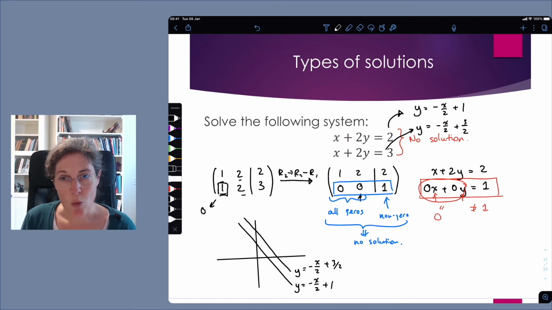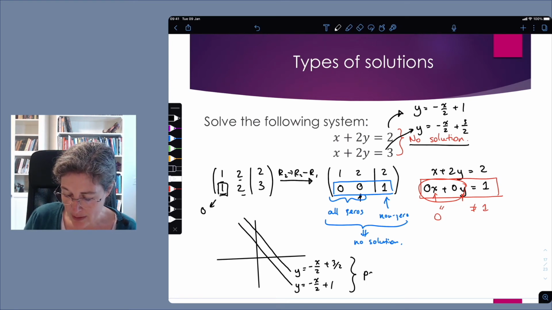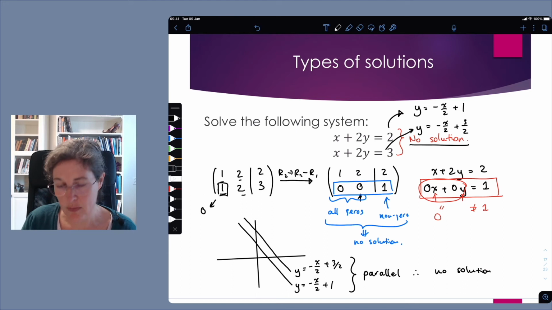And so what our no solution is saying is that our two lines are parallel. So there are no values of x and y where these two lines intersect. So these are parallel. So you have no solution. All right, so we've got one more situation that can happen.